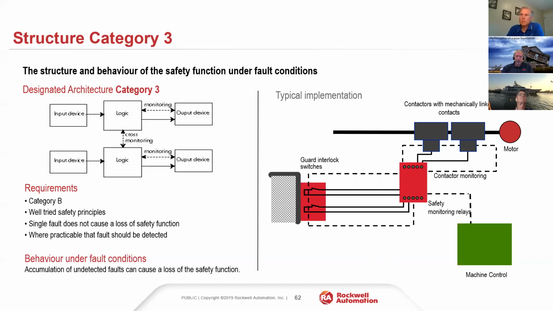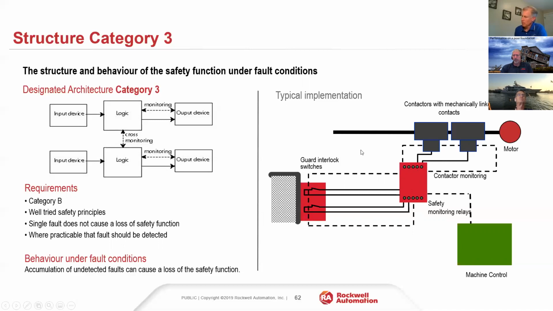So back to category 3. Category 3 is where we introduce redundancy. So you see in our little diagram here, now we have our little red guard switch here, we have 2 channels, right? We have 2 channels in our device going to a safety relay. We have 2 contactors, and Andy talked about this a little earlier.